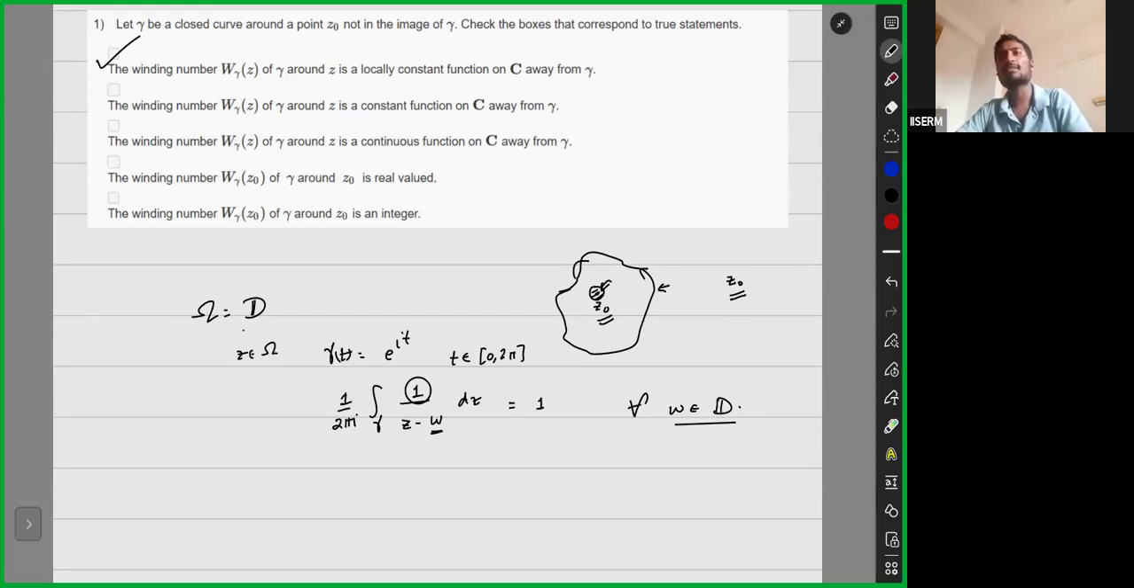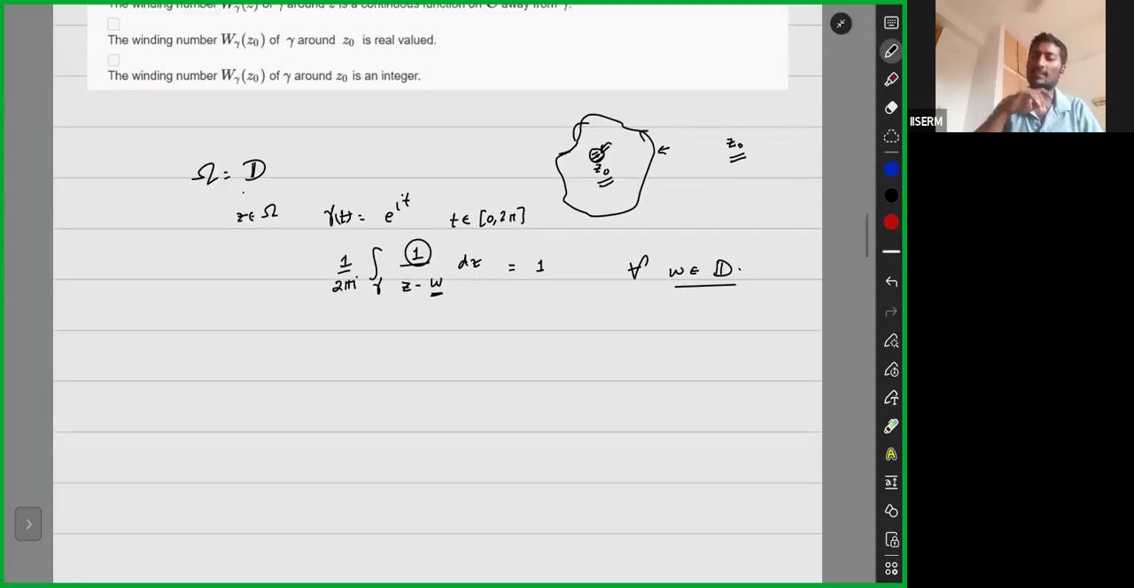How can it be 0? I'll tell you. It all depends on whether the curve is null homotopic or not. The curve gamma may be null homotopic in C minus z naught. Here it looks like it is not null homotopic. How can it be null homotopic? So I'm giving you one curve which looks like it is binding z naught, but it is not.